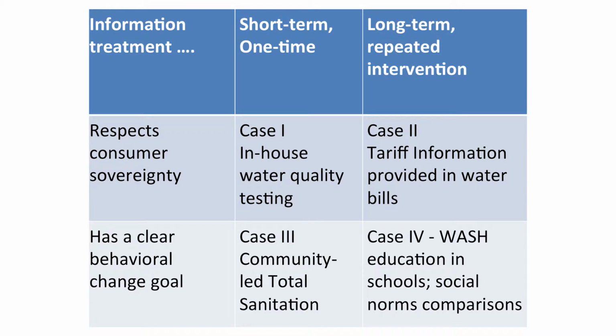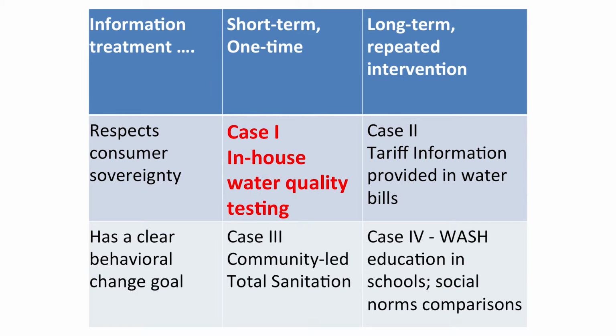This slide presents our simple topology of 4 types of information treatments. The columns show whether the information treatment is a short-term, perhaps one-time intervention, or whether it is an intervention that must be repeated regularly. The rows show whether the information treatment respects consumer sovereignty or whether it has the explicit goal of changing households' behavior.